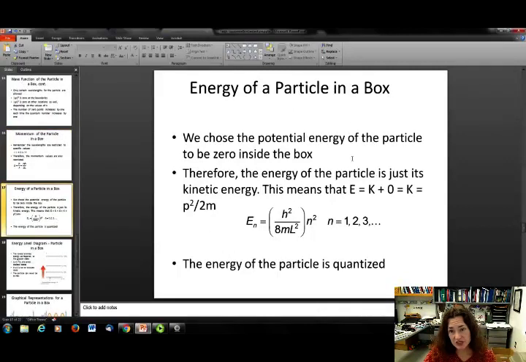Okay, we chose the potential energy of the particle to be 0 inside the box. All right, that means that the energy of the particle is just the kinetic energy, and the kinetic energy is p squared over 2m, okay? Now, if we plug in for p, and the p value, remember from the previous slide, was nh over 2L, then we can see that the total energy of the particle, p squared over 2m, is equal to h squared n squared over 8mL squared. What this means is that you have energy levels for the particle in the infinite square well. The energy of the particle is quantized, all right?